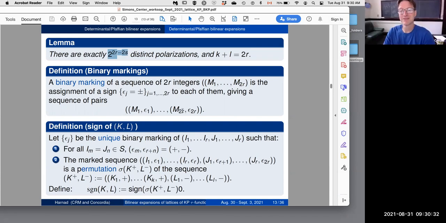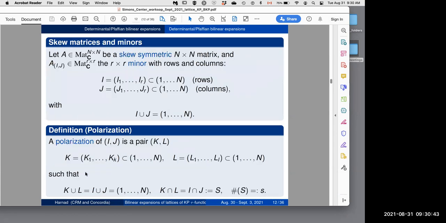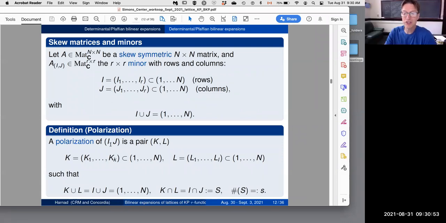Sorry, John, can I interrupt? Yes. Can you go back to the definition of polarization, please? That went by too fast. Okay. So a polarization is another pair K, L of integers from the same set as I and J. In fact, their union is the same. You wrote I union J is 1 through n.